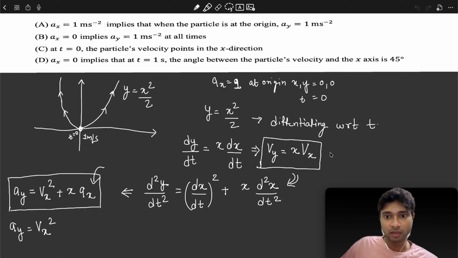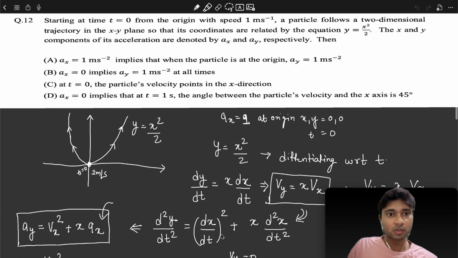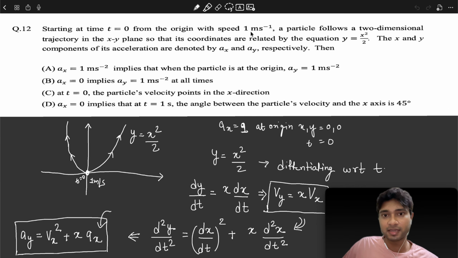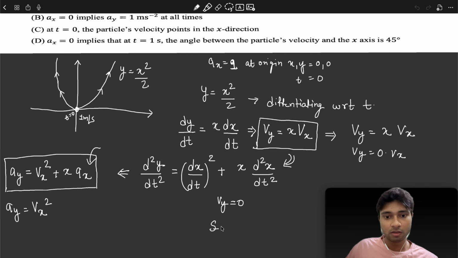How can we figure out vx? This is given: vy is x vx. Now at origin vy will be 0. Why will vy be 0? Because x will be 0. Since x is 0 at origin, vy will be 0. Fine, vy is 0, we know. We have to figure out vx. So it was given that speed is 1 meter per second. So what is speed? Speed is nothing but root over vy square plus vx square, right?